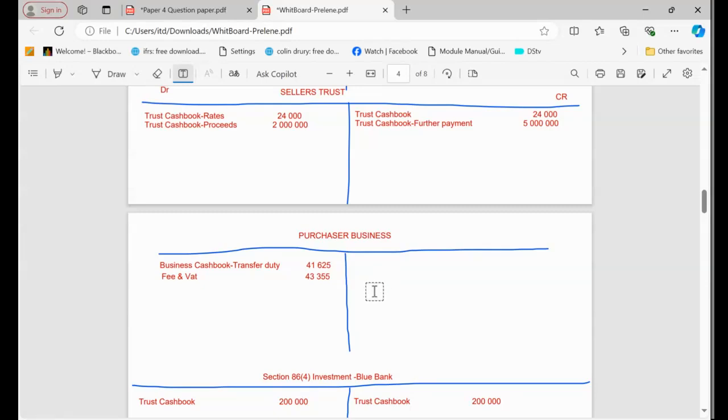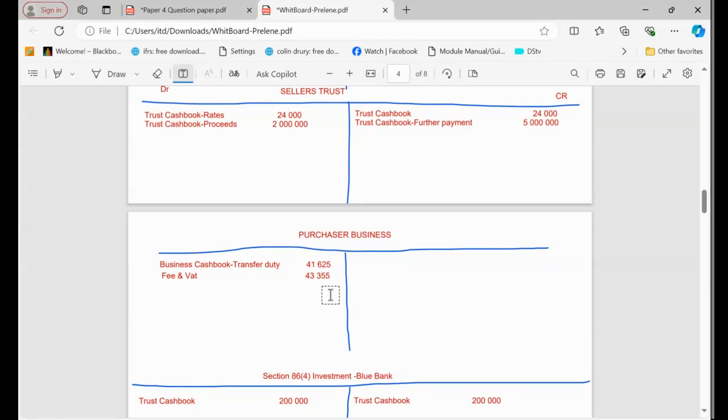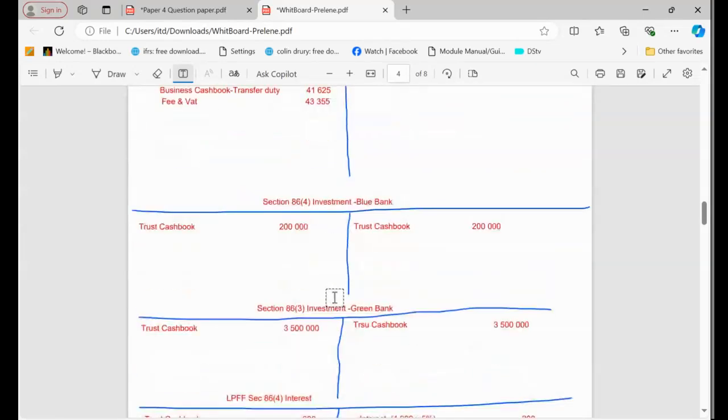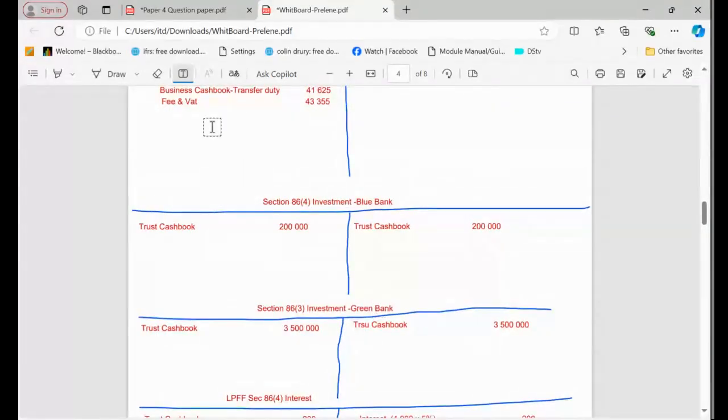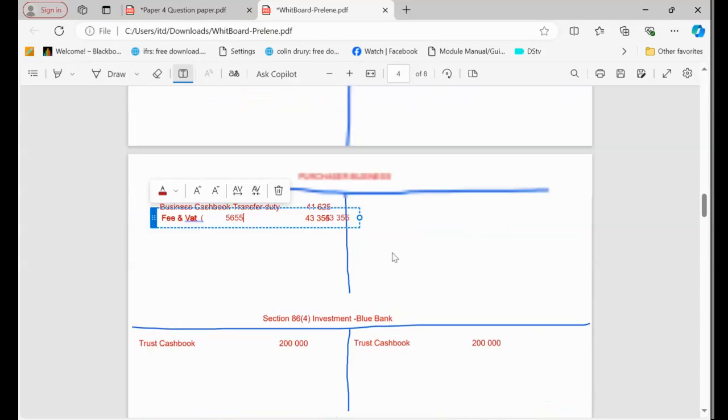So then you take 43355, multiply it by 15 over 115, and you get 5655 for VAT. I'm just showing you the calculation. It's okay, let me not confuse it. Let me leave the calculation here, as long as you know how to calculate. What did I do here?